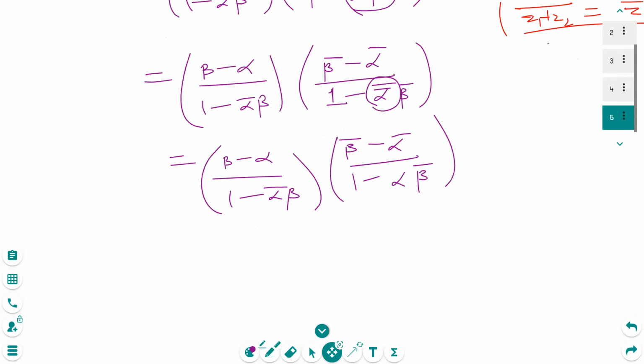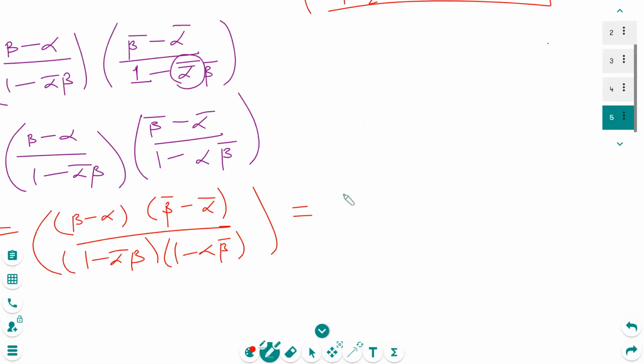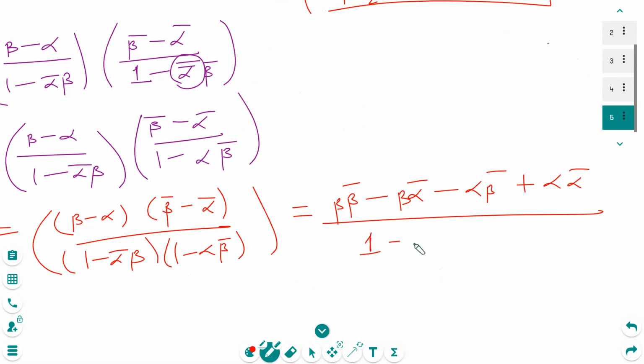I can multiply these two. If I multiply these two, the numerator will be multiplied with the numerator, and the denominator with the denominator, of course. That's how we multiply fractions. So let's use the distributive property. Beta times beta conjugate, then beta times alpha conjugate, then alpha times beta conjugate, then minus minus is positive, alpha times alpha conjugate, divided by 1 times 1 is 1. I'm just multiplying using the distributive property. Minus alpha beta, minus minus becomes plus alpha conjugate times alpha.